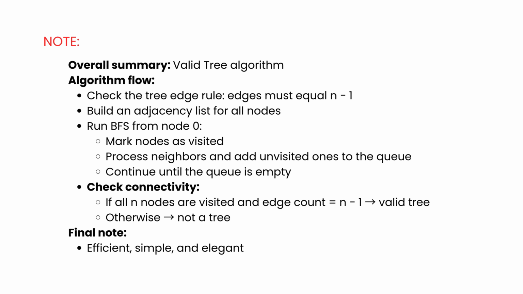And that's how this algorithm works. It first checks the tree edge rule, that edges must equal n-1. Then it runs BFS from node 0 to confirm every node is reachable, proving the graph is connected and therefore a valid tree. Efficient, simple, and elegant.